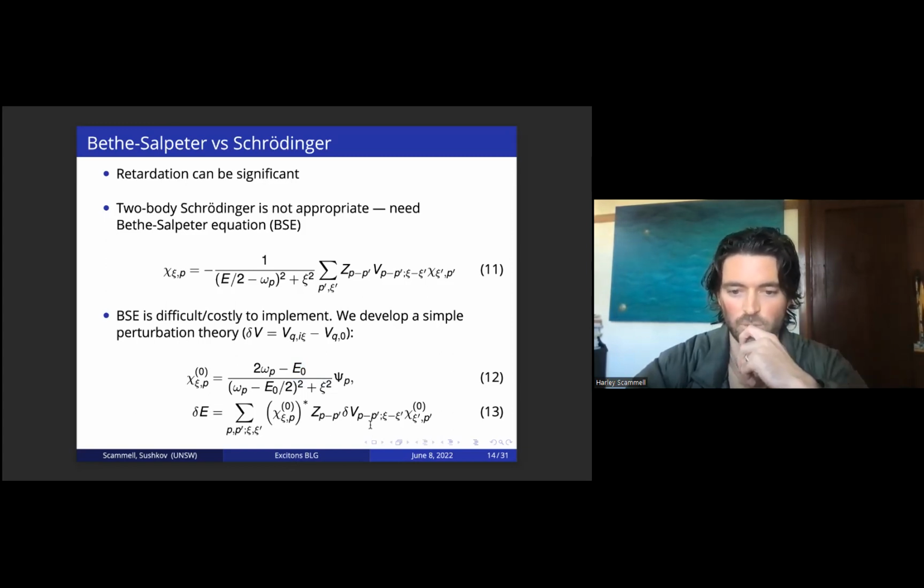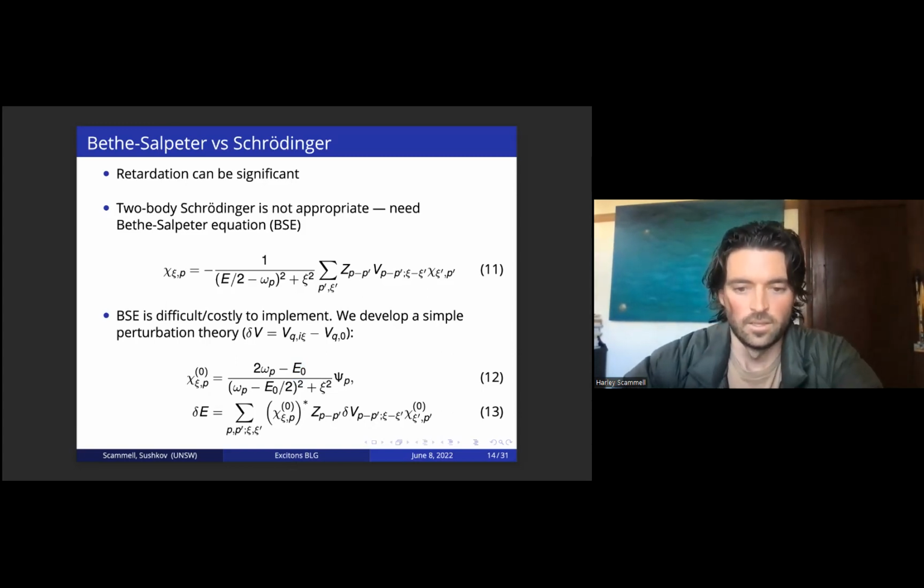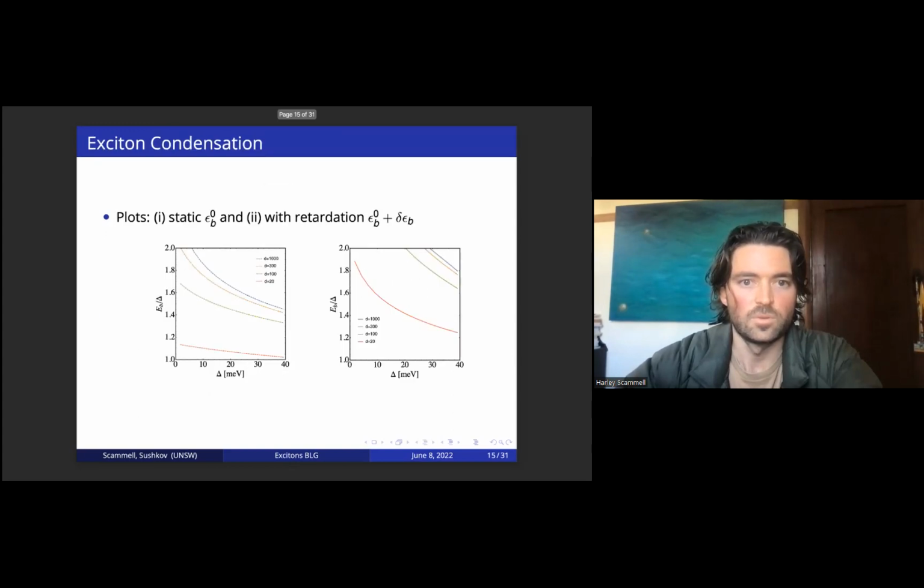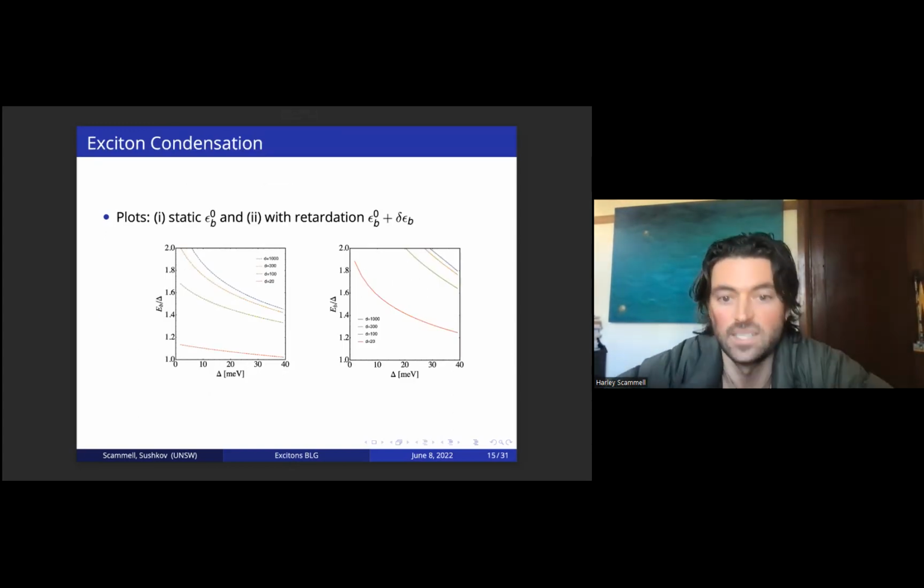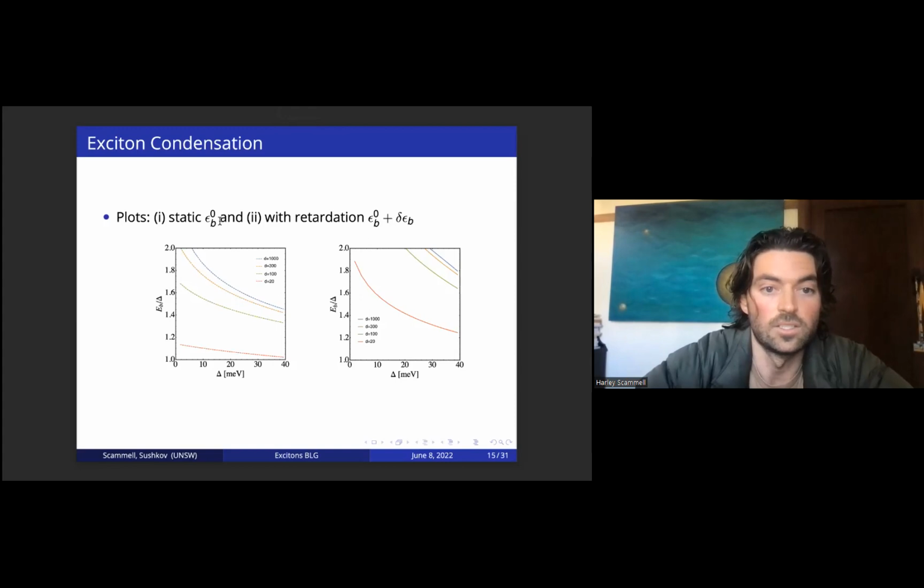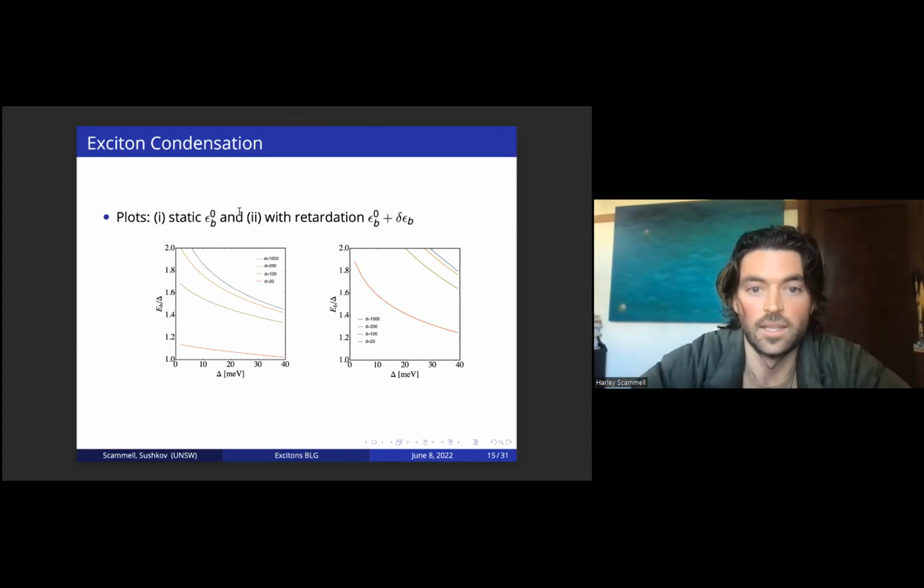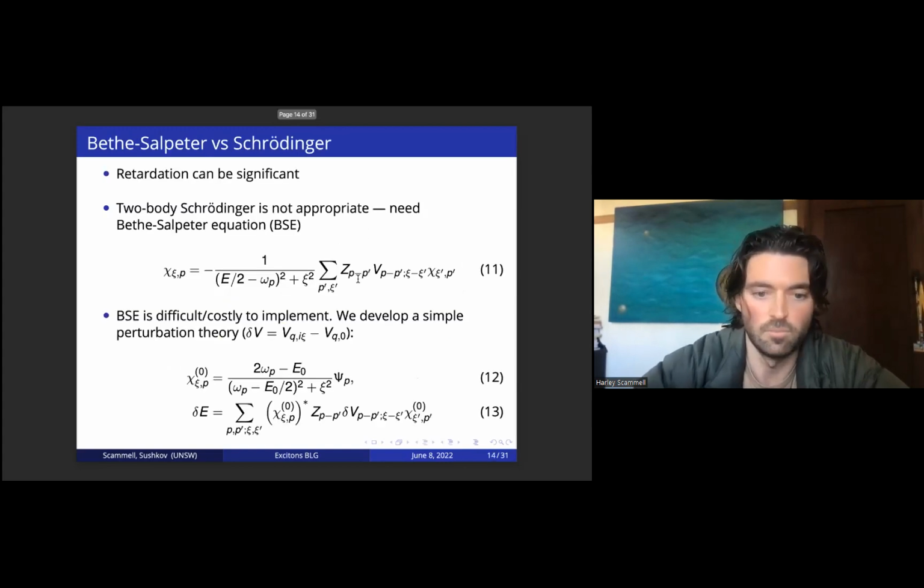You can check that in appropriate limits, this reduces to the quantum mechanical result for a change in energy. So armed with this, we now come to the key result, which is presented here. First we have the static limit, and this is the binding energy, superscript naught. And then we also include retardation, which is included in this perturbative way. So binding energy naught plus the correction to binding energy. So it's basically the minus of 13.